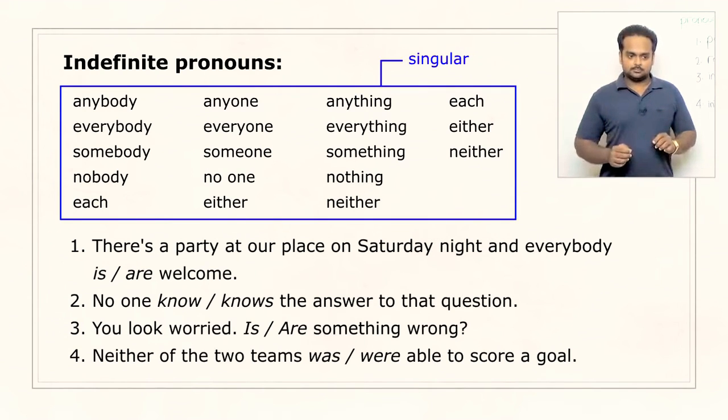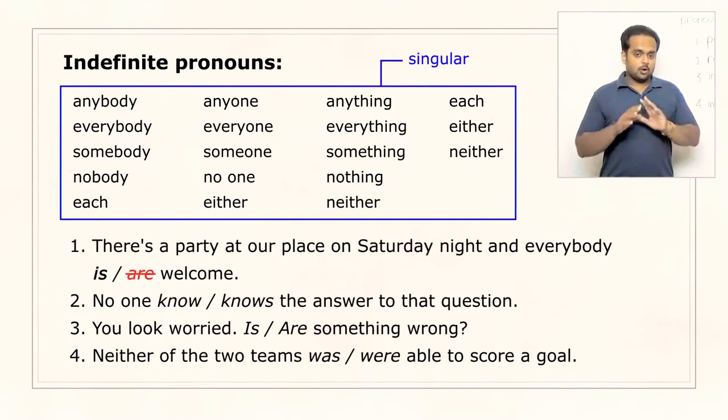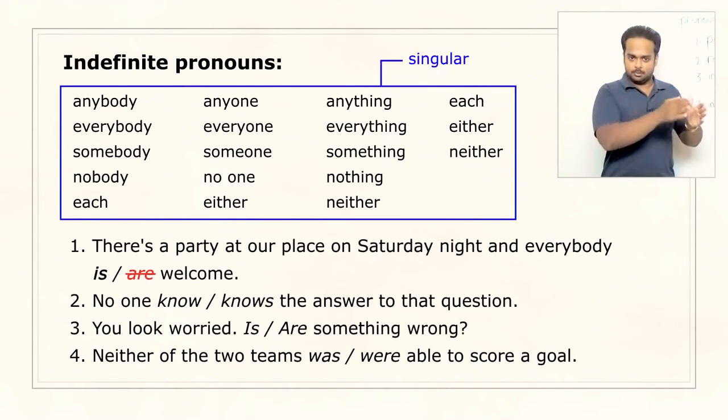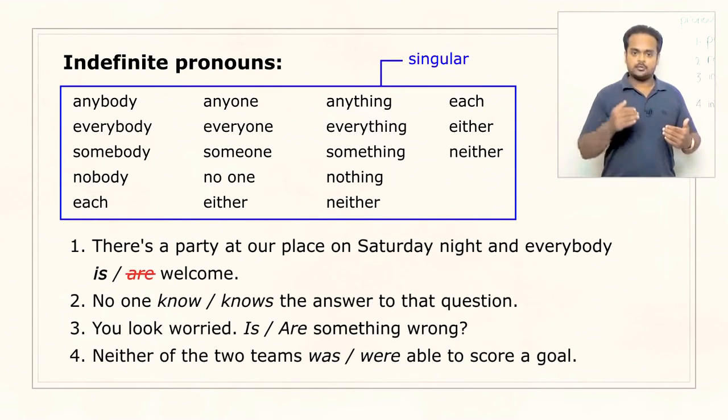In number 1, there's a party at our place on Saturday night and everybody is welcome. This is because the pronoun everybody is singular. And you might be asking here, wait, how is that possible? Because everybody means all the people. True, but everybody is kind of like saying every single body or every single person. So because we're referring to every single person, the pronoun is singular and you have to use a singular verb.